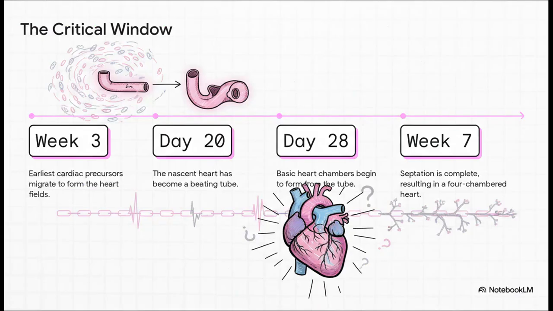And you have to see just how fast this all goes down. The heart's development happens in this ridiculously small window of time. We're talking between week 3 and week 8 of pregnancy. It all starts with just a few cells migrating, and by day 20, you've got a beating tube. By the end of week 8, the whole 4-chambered heart is pretty much done. It's an absolute sprint, and if anything goes wrong during that race, well, the consequences can be huge.